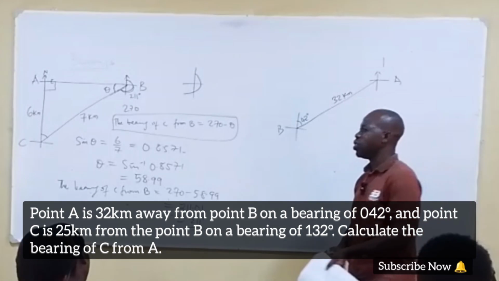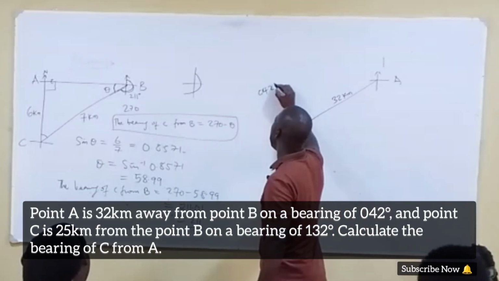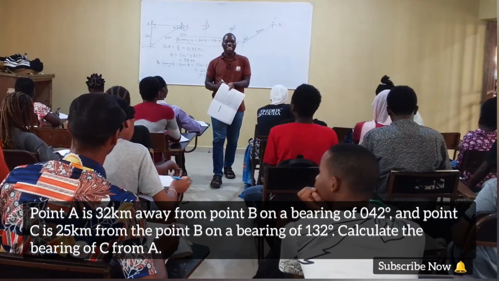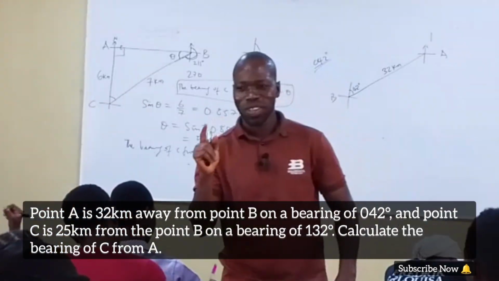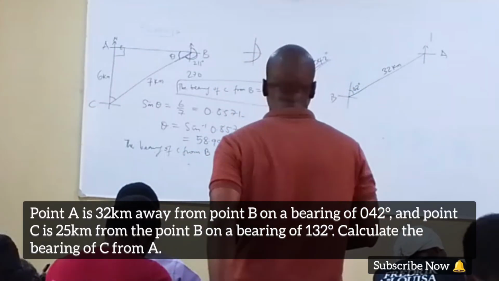042 is 42 degrees. I didn't say 0.42, I said 042 degrees. Did I put a 0? Yes. Okay, it's 042 degrees, don't put decimal points. It's a slip of the tongue.